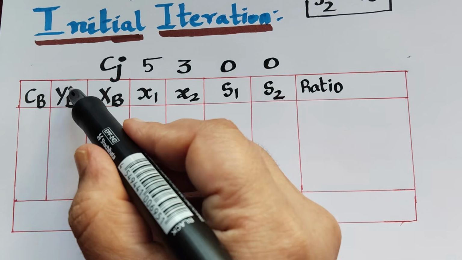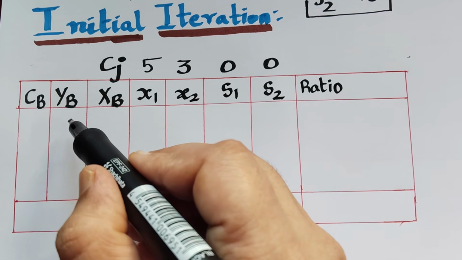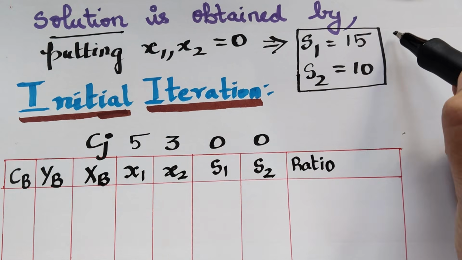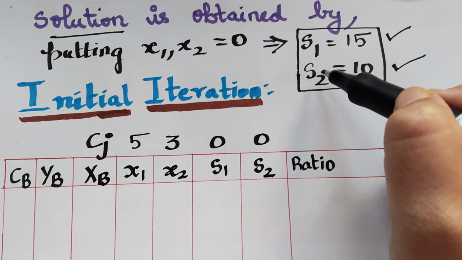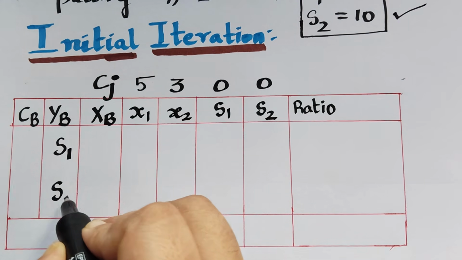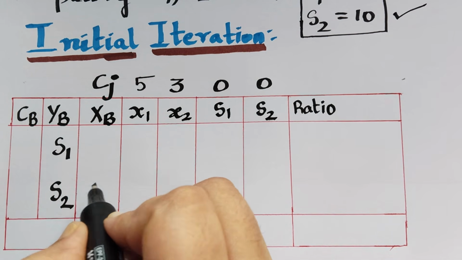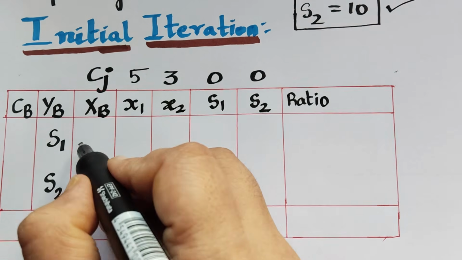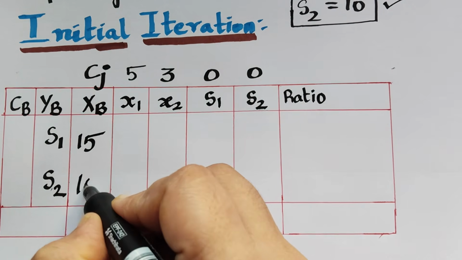Now first let us fill this YB. YB are the basic variables that we introduced. That is, in the initial basic feasible solution, what are the solutions that we obtained? We got S1 and S2. That only we have to write under YB. So here S1 and then S2. And in XB, what are the values that we obtained in the initial basic feasible solution? S1 was 15. So that we have to write here. And S2 is 10. And that we have to write here.